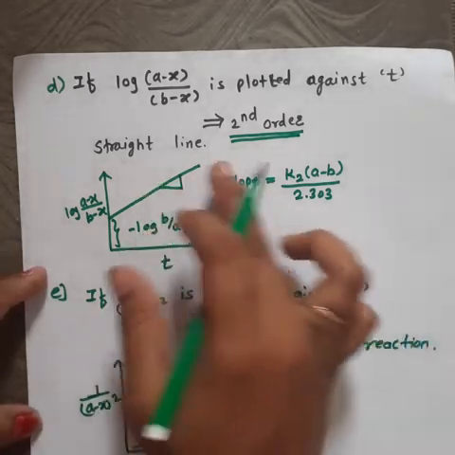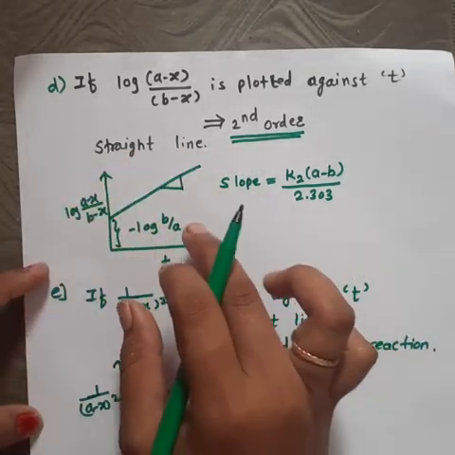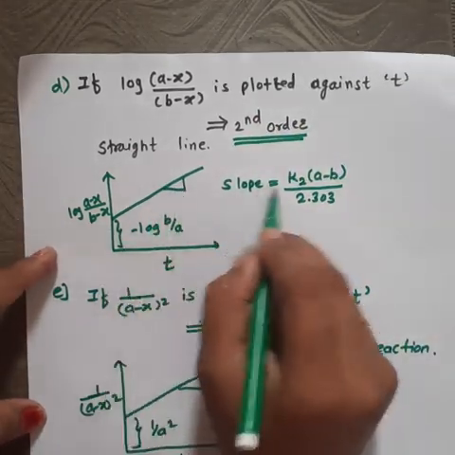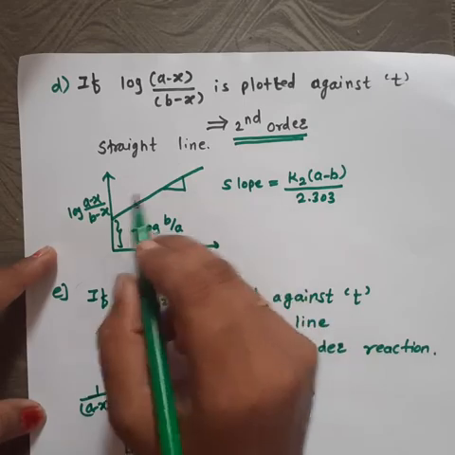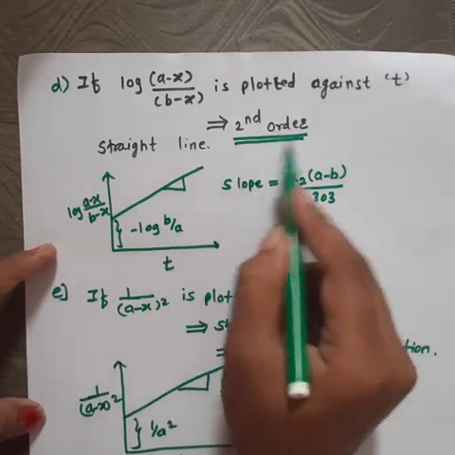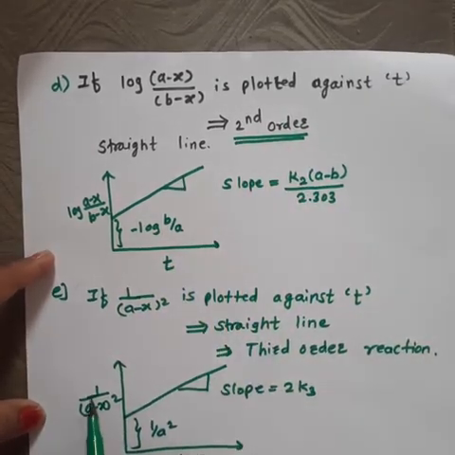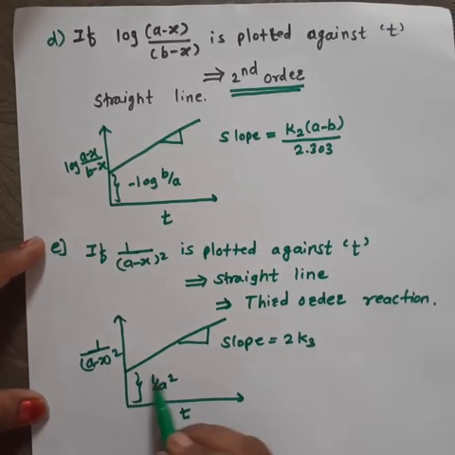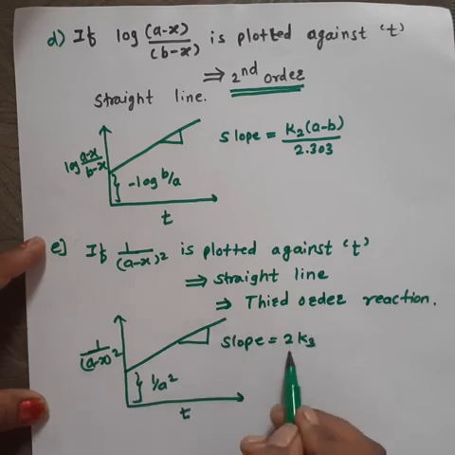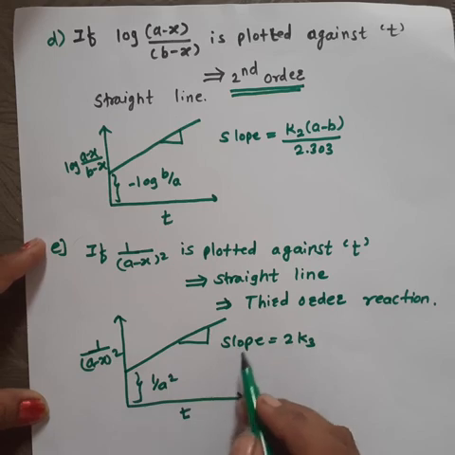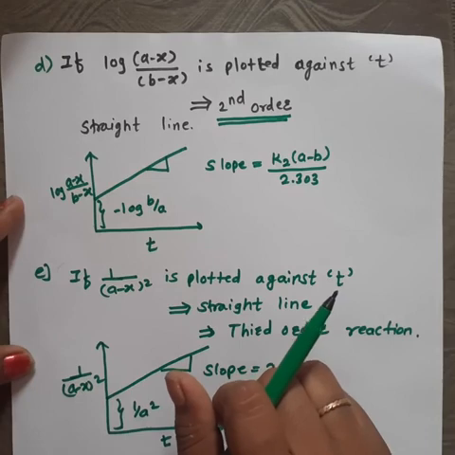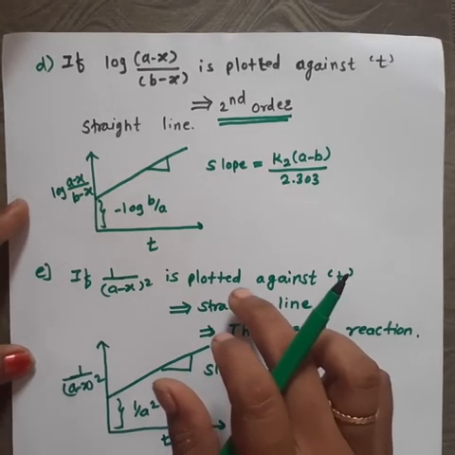So from this, the nature of the graph indicates the order of reaction. If the straight line has slope equal to k2 into (a minus b) upon 2.303, we can say that this is a second order reaction. If 1 upon (a minus x) whole square is plotted against time, and we got a straight line with slope equal to 2 k3, we can say that this is a third order reaction. So from the nature of the graph, we can determine the order of reaction.